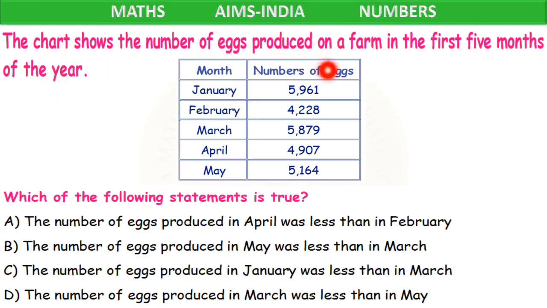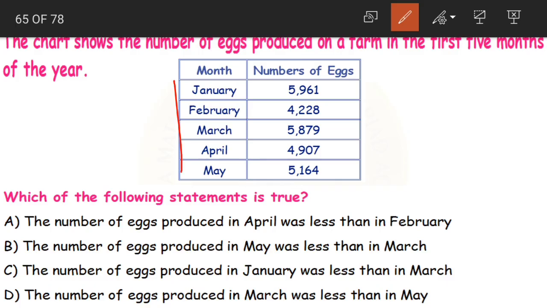The chart shows the number of eggs produced on a farm in the first 5 months of the year. Now which of the following statements is true? Now what do we have here? We have the number of eggs produced in January, February, March, April and May. And we have few statements here. 4 statements. Now from these we need to find out the statement which is true. Coming to option A. The number of eggs produced in April was less than in February.